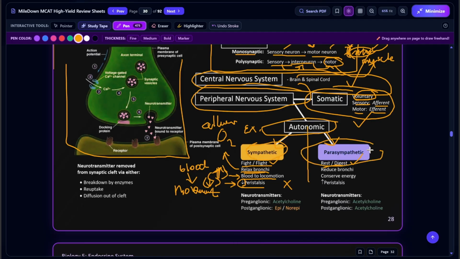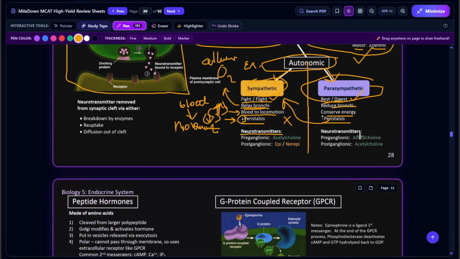And then the parasympathetic system: reduce bronchi, conserve energy, peristalsis. So it's the exact opposite of what the sympathetic system is doing. And then for neurotransmitters, I would better explain this, and also this part. Neurotransmitters are removed from the synaptic cleft.